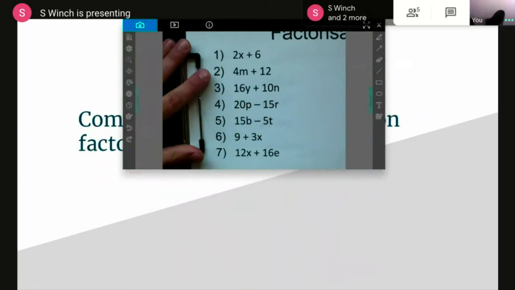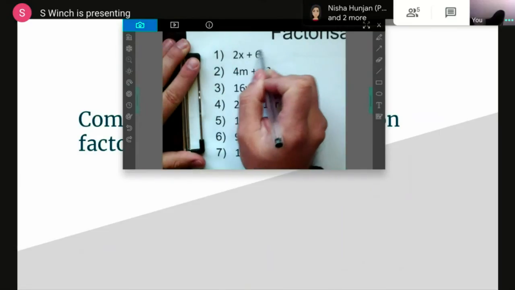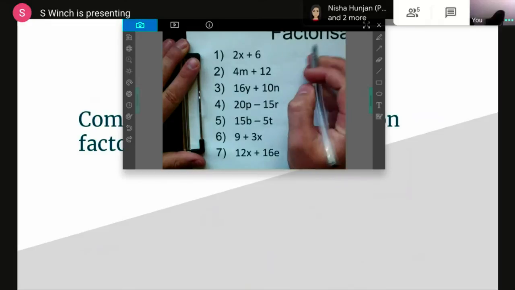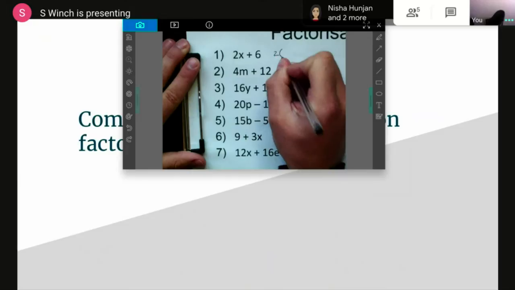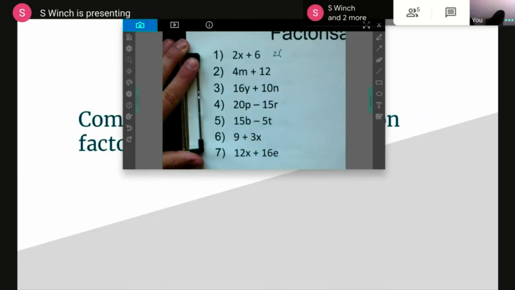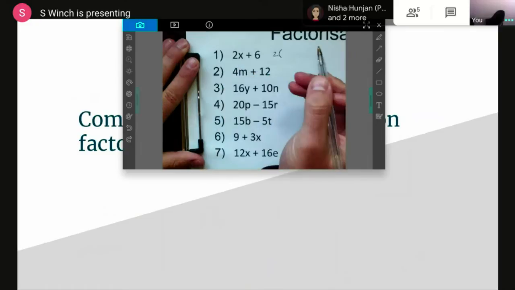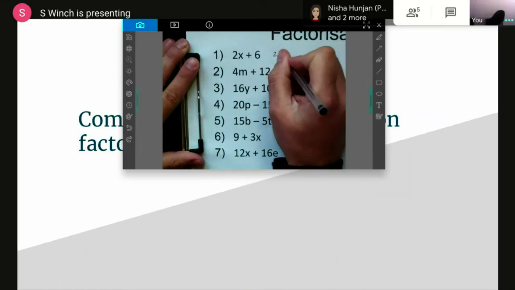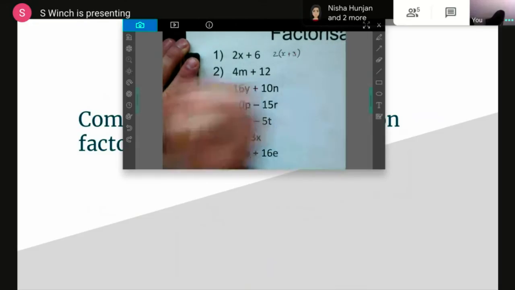7 questions. So 2x and 6. What do we have in common here? What's the highest common factor here and here? The highest common factor would be 2. 2 goes on the outside. And then what did I multiply by 2 to get to 2x? Or what is 2x divided by 2? Of course, it's just x. Take the addition sign with us. And again, 6 divided by 2 gives us 3.